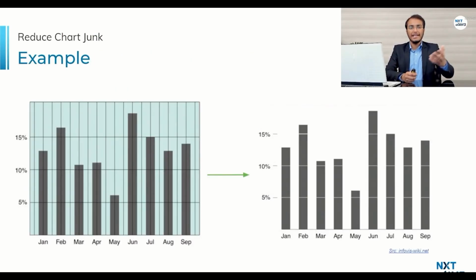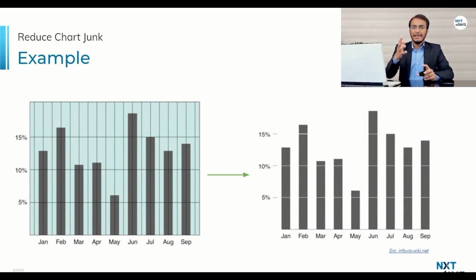Now again, this is another example of chart junk, on the left side. You can see that this is not an extreme example like the previous one, but this is also an example of chart junk. You can see there are unnecessary grid lines and unnecessary background color. On the right side, you can see that this is the same data which we are representing both on the visualization on the left and on the right.